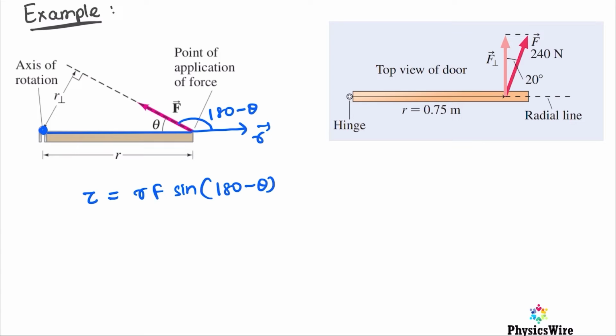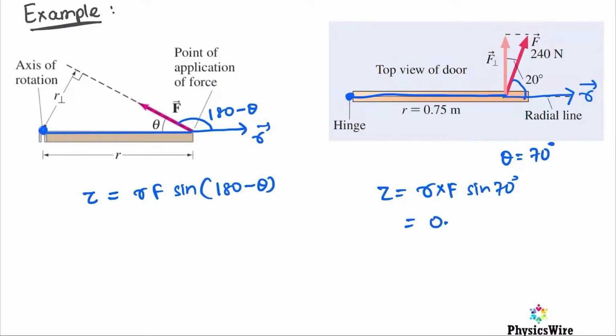And for numerical analysis, here you can see this is your fixed point and here is the force. Just draw a line straight to the force. So this is your r vector. Look at the angle that is given between the r vector and the force vector. This one will be 90 minus 20, that is 70 degrees. Remember this thing. So here theta equals 70 degrees. Now you calculate the torque. Torque equals R into F into sine 70 degrees.